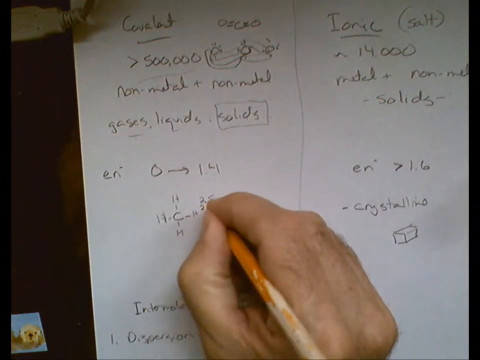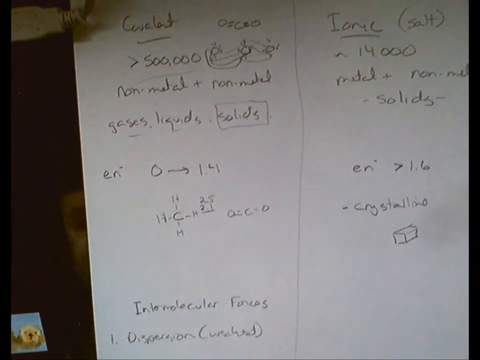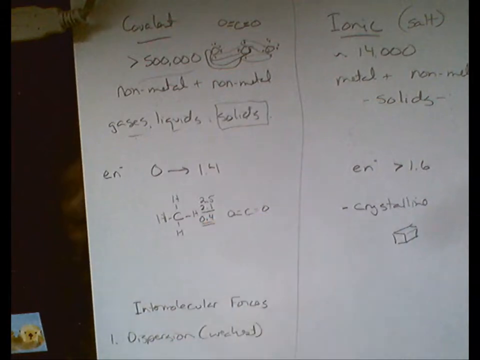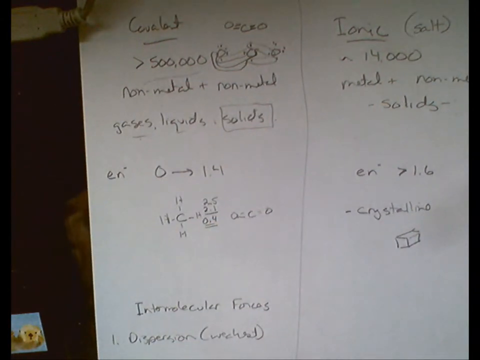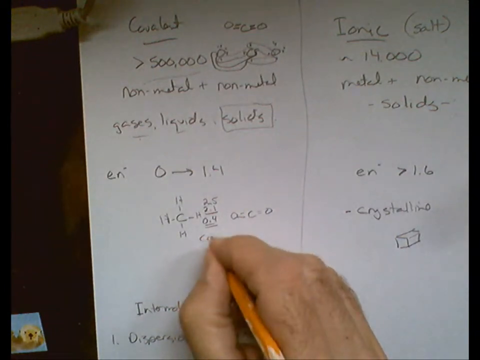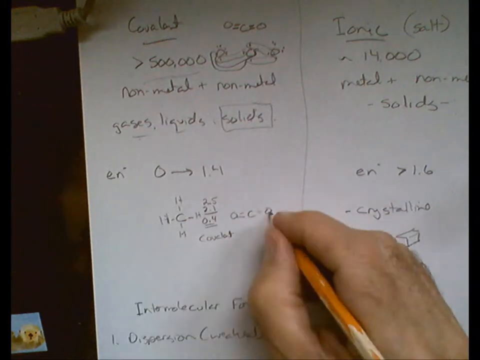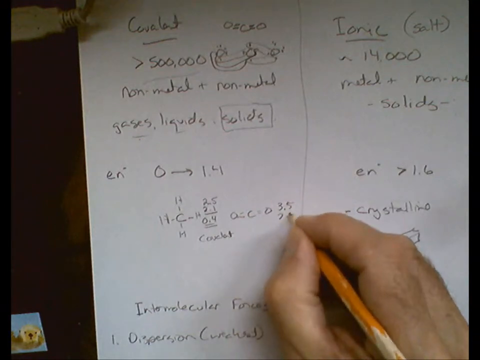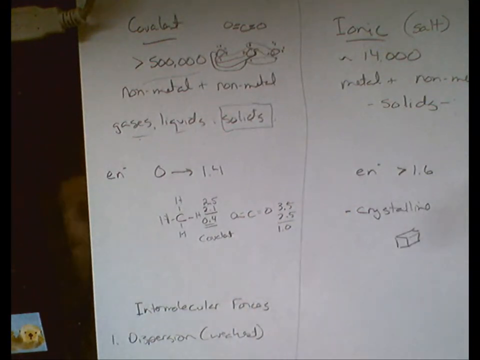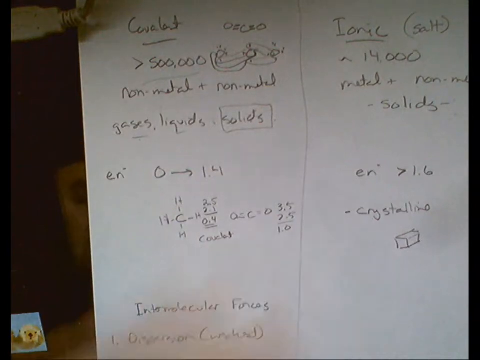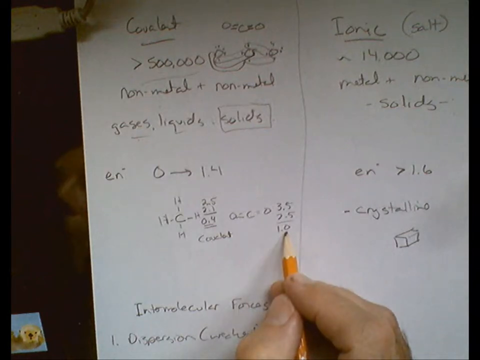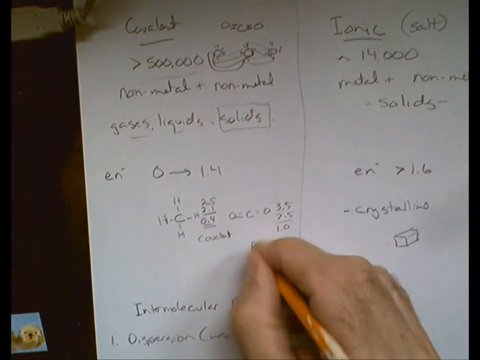Now, hydrogen's 2.1. So you can see carbon and hydrogen are very close together. Their electronegativity difference is 0.4. And what that means is if you're 0.4 or less, you are straight covalent. Now, oxygen is 3.5 and carbon is 2.5. That's 1.0. This is going to be really important for the testing purposes, I believe. If you're between 0.4 and 1.4, you're called polar covalent.